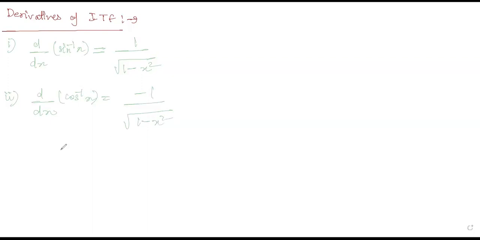तो बेसिकली तुम्हें दो के लिए एक ही फॉर्मूला याद करना है. First, second will be same. Similarly, third, fourth will be same. Only the difference of a negative sign. So tan inverse x is 1 upon 1 plus x square. And then cot inverse x is minus 1 upon 1 plus x square.